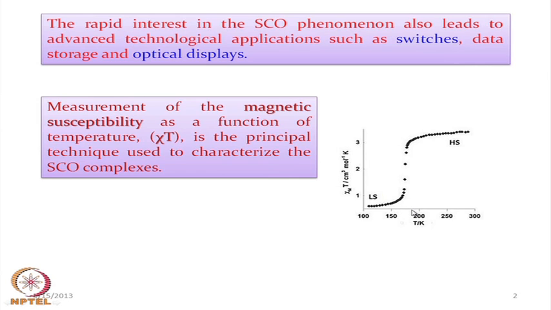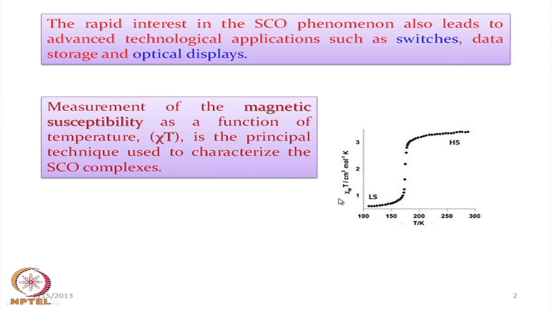So, at 170 to 180 Kelvin, the molecule is entirely transforming from a low spin state to a high spin one. The sudden jump in magnetic moment, say from a value of 1 to 3, is due to the corresponding transformation of the molecule from a low spin state to a high spin state, and is clearly seen from this particular plot.